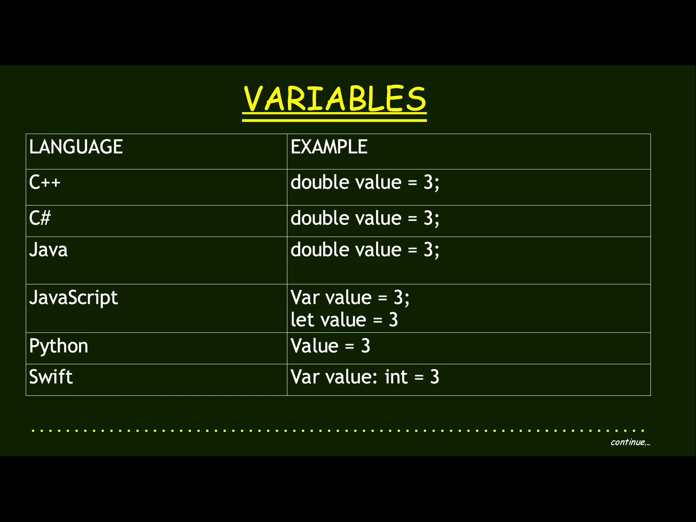So now my table represents the various types of programs we have and the example of how a variable is represented in those programs. So in C++, we have a double value, which is 3. In C#, I always call it C hashtag, the double variable is 3. The Java double variable is 3. JavaScript. So if you look at the table, they are all represented in the various programs.